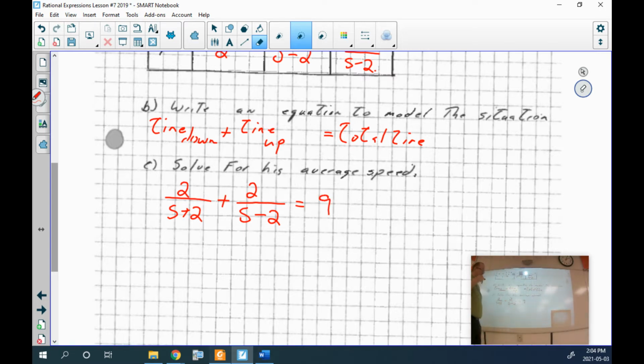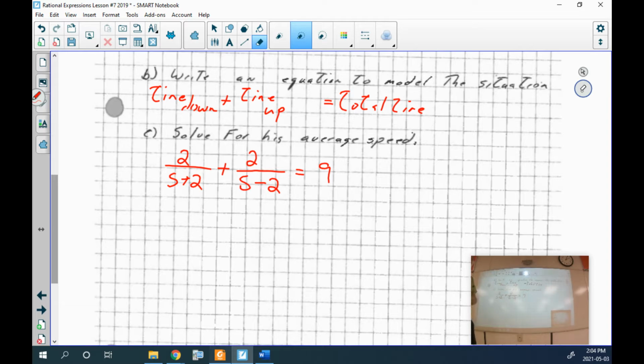And that would be a problem that I would ask you, right? What is the equation for this situation from there? Now, solve for his average speed. This is definitely going to be a much more difficult question than what we normally see because the equation that we get is not factorable. I am going to go through it with you though.